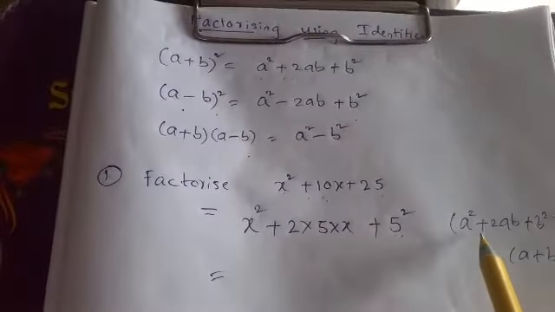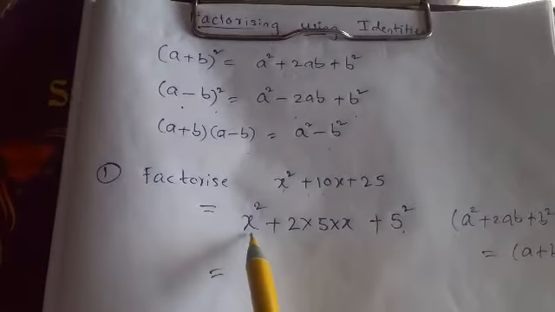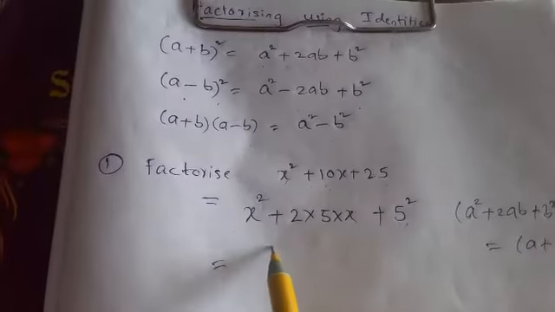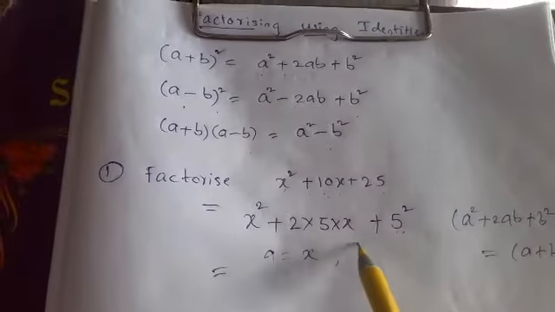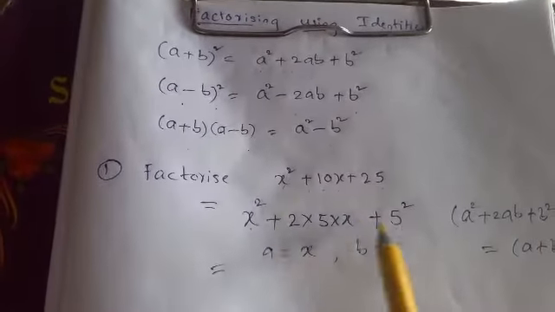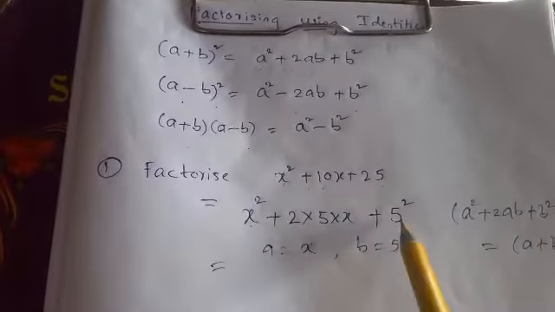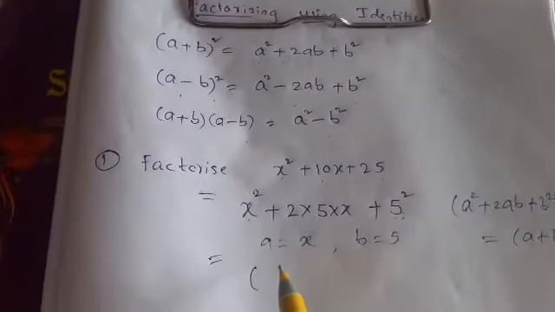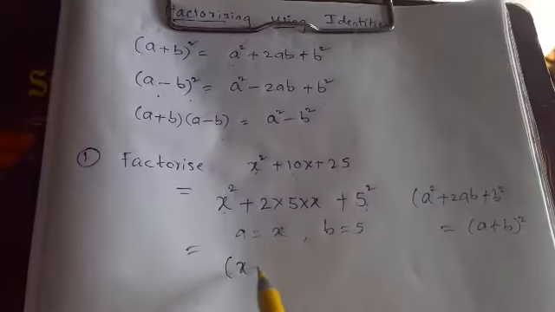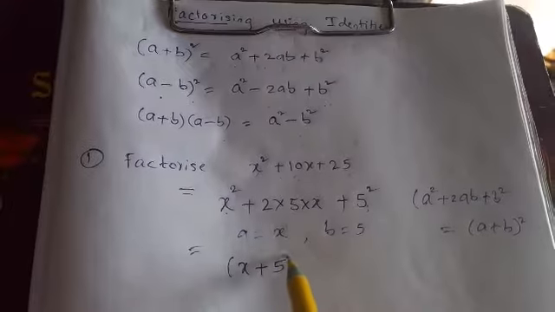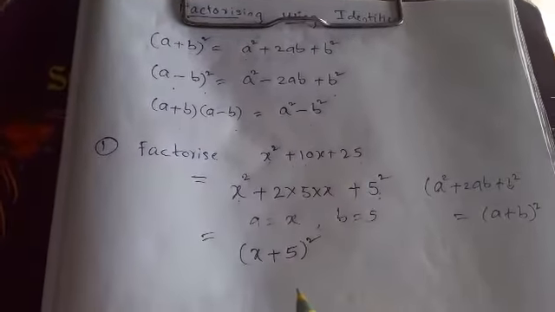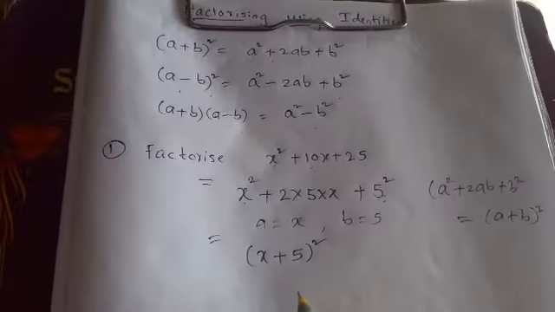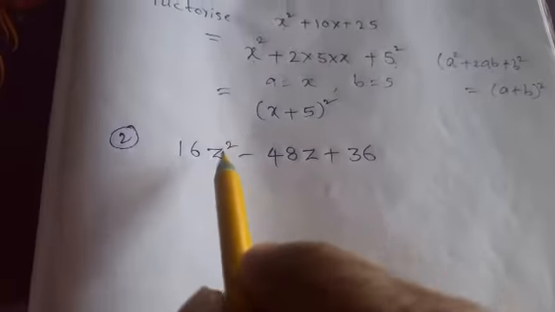By observing with the formula, what is a here? In the place of a, what is there? x. In the place of b, what is there? 5. So a square, b square, plus 2ab can be written as (a + b) whole square, that is, (x + 5) whole square. This factorization is (x + 5) whole square. Let us take one more problem.